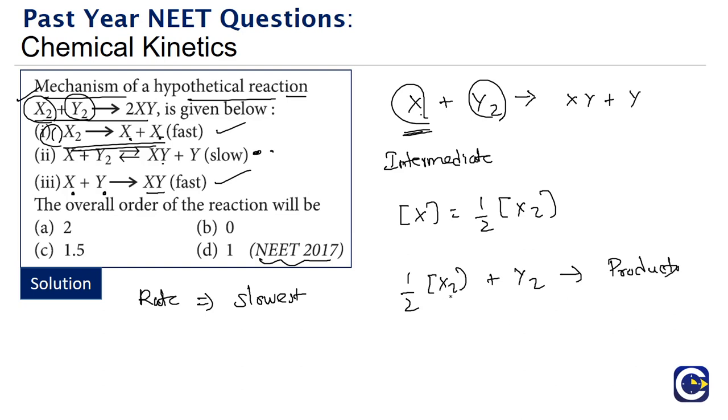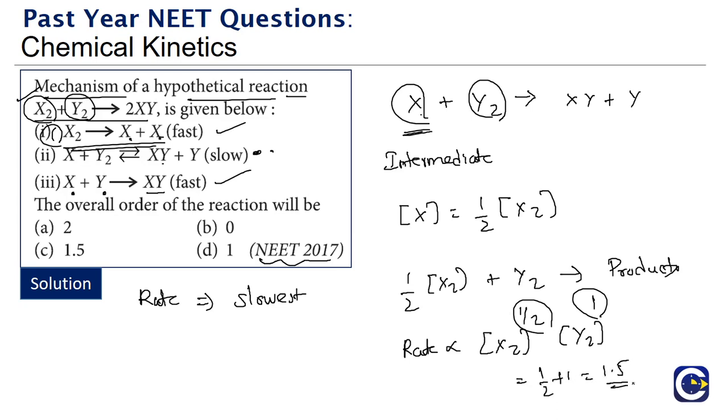Now if you write the rate expression for this, rate will be proportional to X2 power half, since the coefficient here is half, and Y2 power 1. So when we talk about the overall order of the reaction, the power here is half and the power here is 1. So the total order will be half plus 1, which is going to be 1.5. So the correct answer is option C.